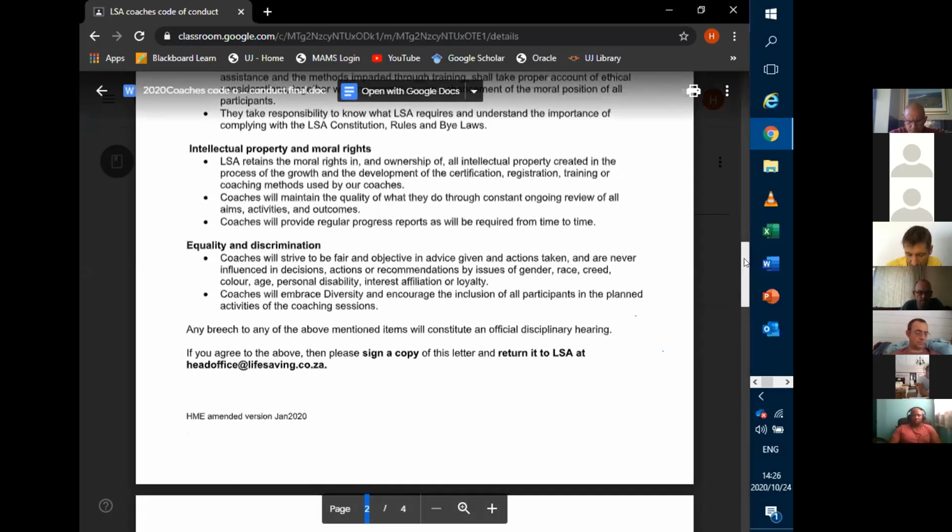We have to look at that. We have to keep ourselves away from any racism or any discrimination whatsoever. Coaches will embrace diversity and encourage the inclusion of all participants in the planned activities of the coaching session. And then we go just on the last.